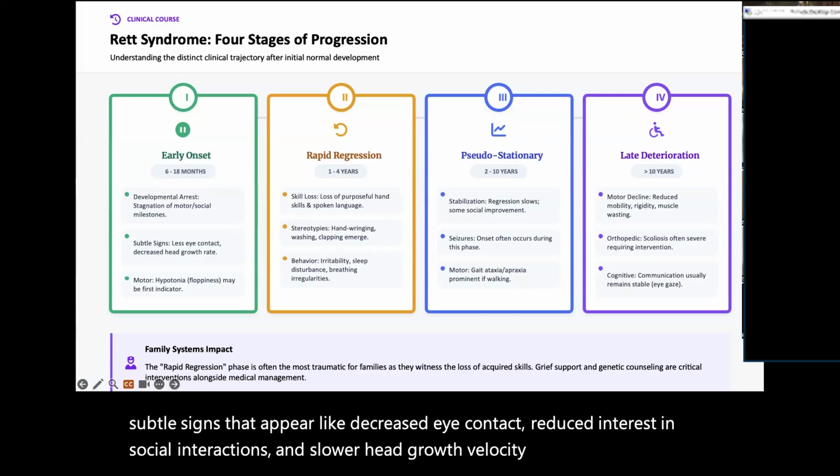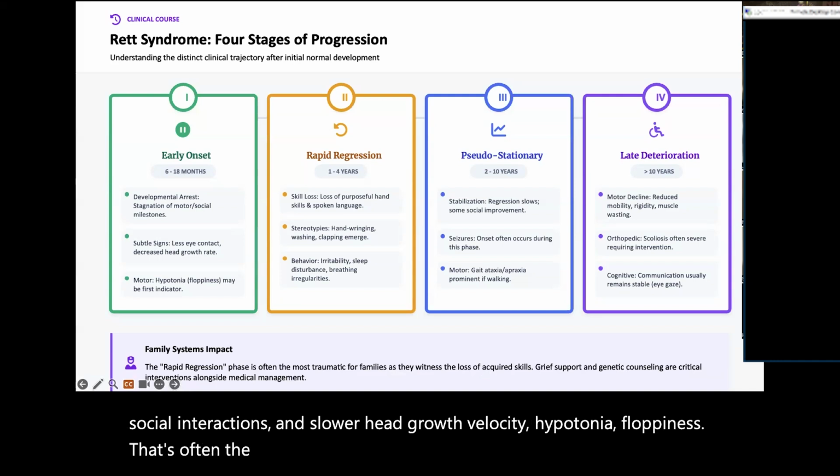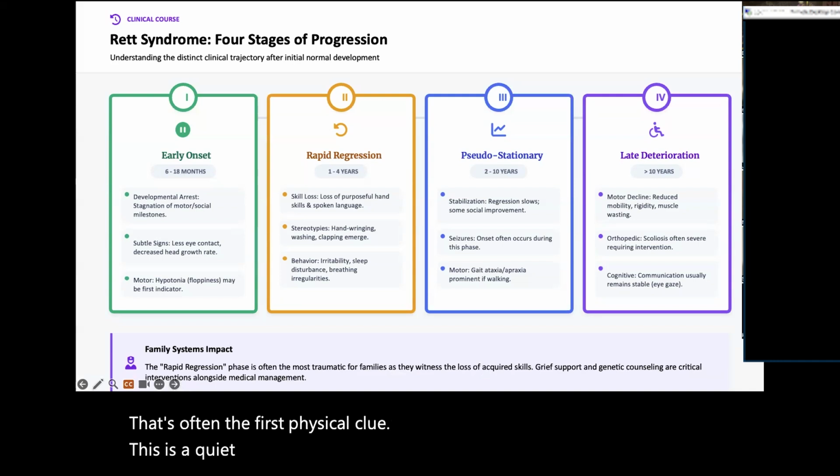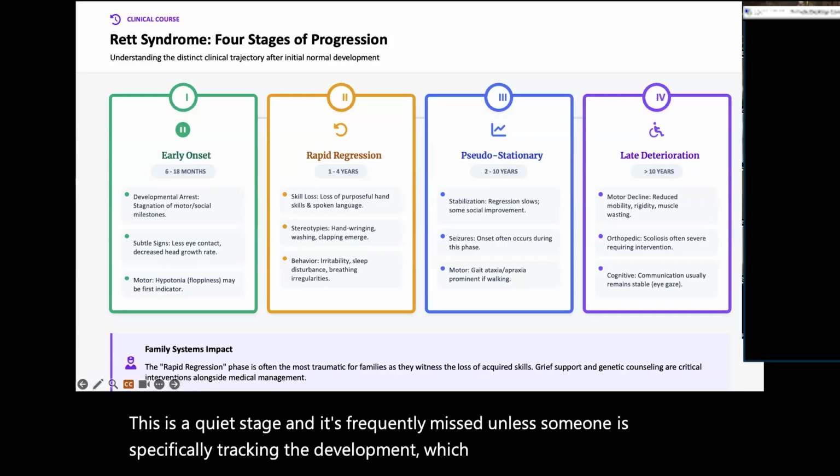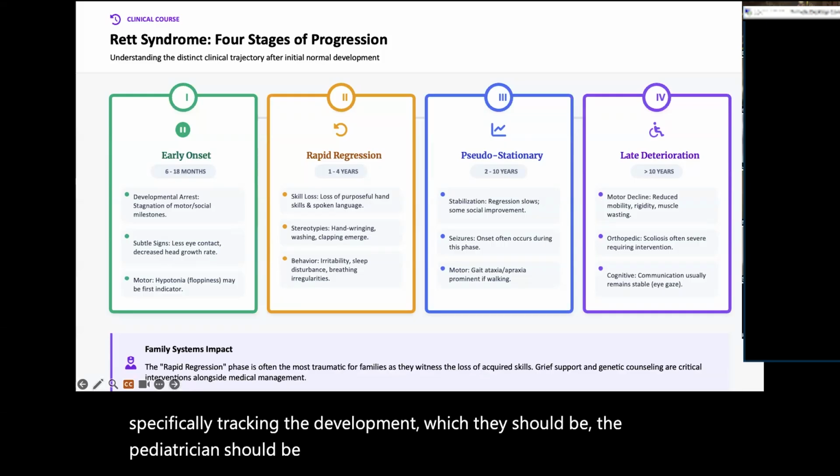Hypotonia, floppiness, that's often the first physical clue. This is a quiet stage and it's frequently missed unless someone is specifically tracking the development, which they should be. The pediatrician should be. Every couple of months you're in there.